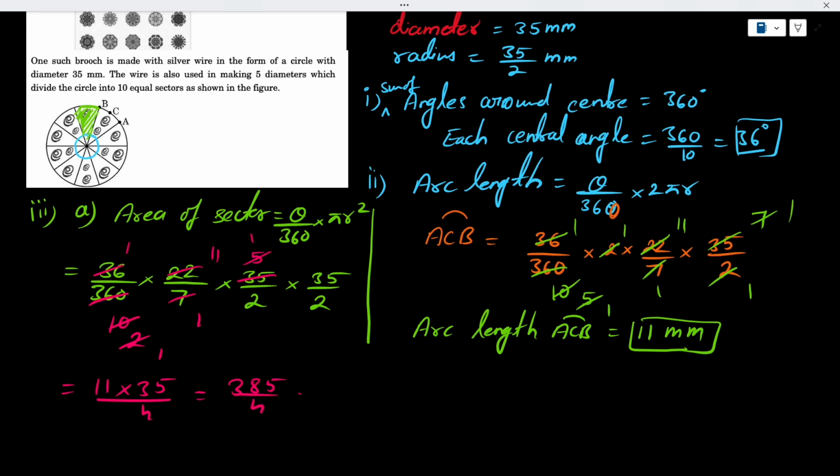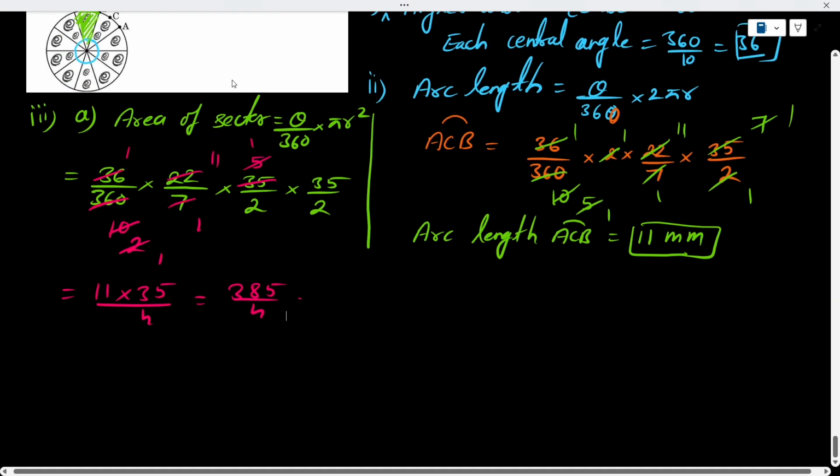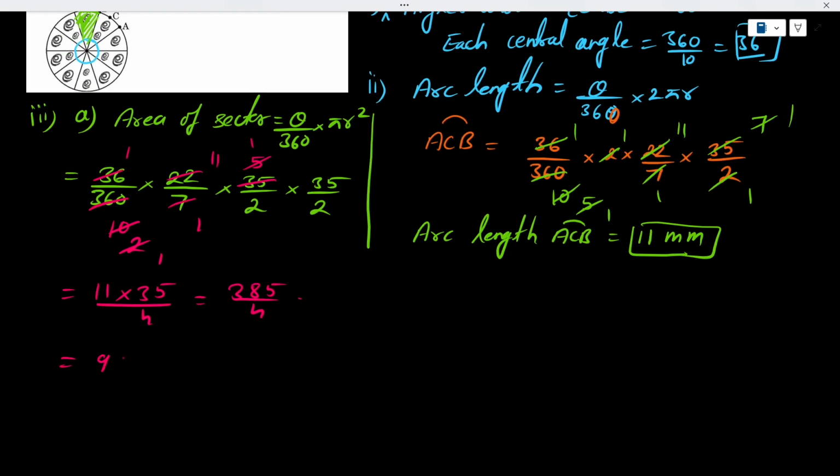And if you divide this by 4, you'll get a terminating decimal. Your area is going to be 96.25 millimeters square, because this is the area of each sector, right? The area of each sector will be this.